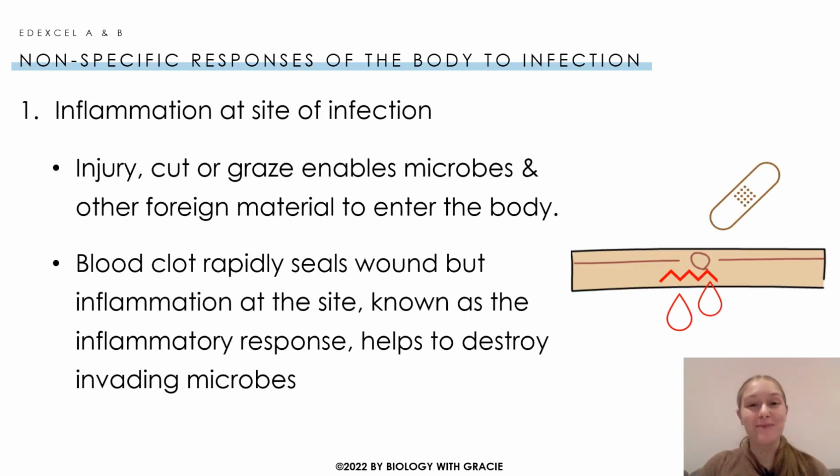First up, we've got inflammation at the site of the infection. So if you get an injury, a cut or a graze, any kind of wound which enables the microbes and other foreign material to enter the body, then a blood clot is able to rapidly seal that wound. But inflammation at the site, which is known as the inflammatory response, also helps to destroy those invading microbes. So while we talked about the physical barrier of the blood clot being able to seal that wound off and prevent the microbes entering the body, it's the inflammatory response which helps to destroy those invading microbes.